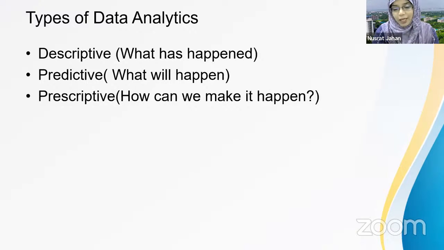And based on this data, you can predict what will happen in the next year or next month. It is predictive analysis. And prescriptive analysis: how can we make it happen? That means, suppose you predict something, and based on that prediction, you have to take some action. This is actually prescriptive analysis, that is, recommendation. Okay. So those are the types of data analytics: descriptive, predictive, and prescriptive. We will explain in more detail in the next slide.